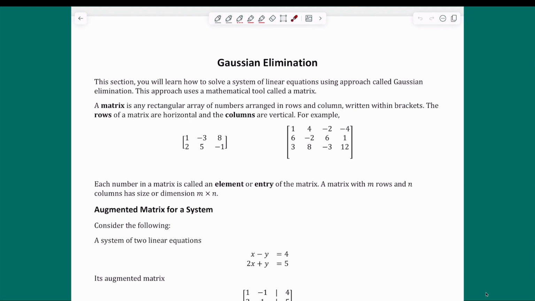Each entry in a matrix is called an element or an entry of the matrix. And a matrix with m rows and n columns has size or dimension m by n. In this particular example, the first one on the left has 2 rows and 3 columns, so we would say it's a 2 by 3 matrix. The second matrix has 3 rows and 4 columns, so it has dimension 3 by 4, or the size is 3 by 4.